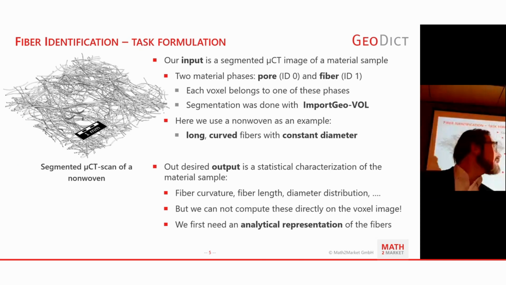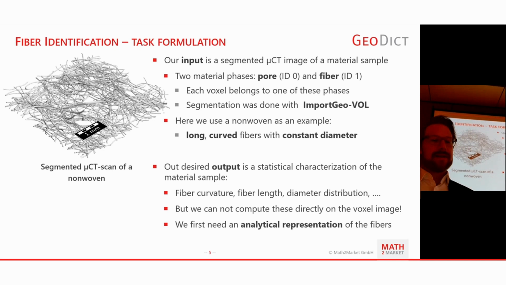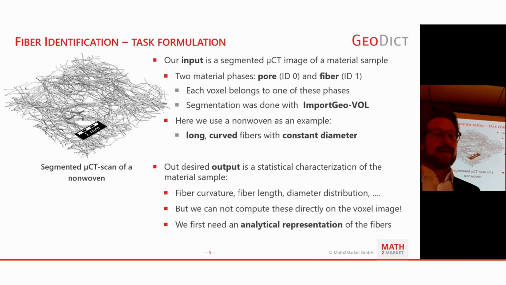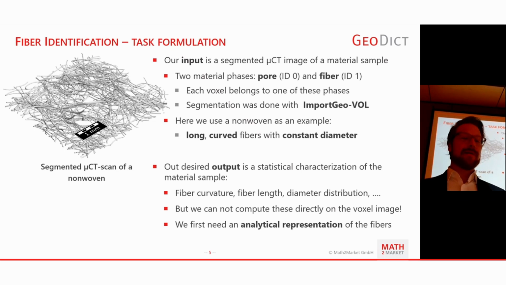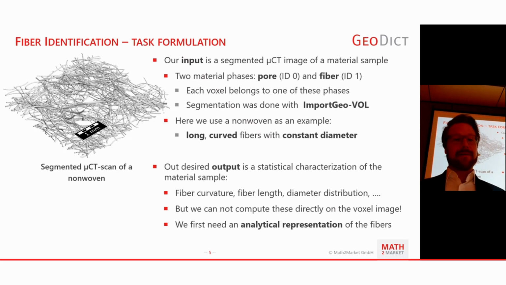So first of all, let's formulate the problem of fiber identification. Assume, for example, that you have a segmented micro-CT image of a non-woven material sample. So we have a binarized image. We assume we have a micro-CT image. We have segmented this with traditional means, so import GeoVol, for example, with an Otsu segmentation. So now we have a binarized image where we have two material phases. We have the void space, so the matrix material or maybe air, and we have the fibers, which is the other material phase. And each voxel exactly belongs to one of these two phases.